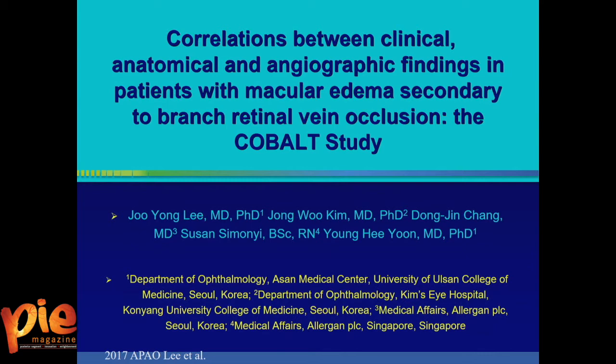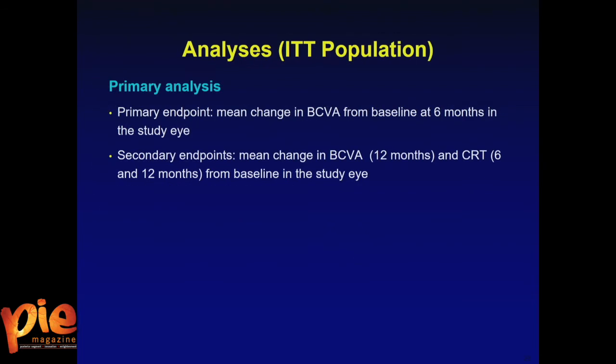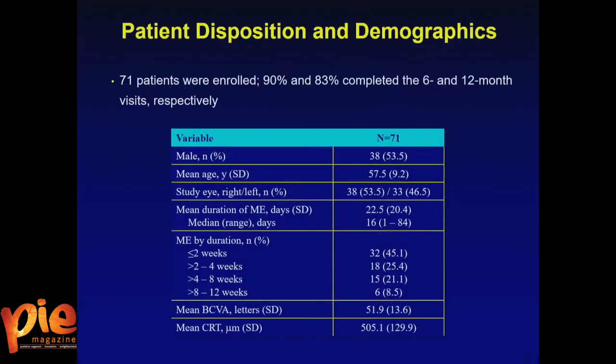So I'd like to finish with a study from Yong He's group in South Korea. I think it's a very good study, really a real-world type study, an open-label study of patients receiving Ozurdex for retinal vein occlusion. And these are the standard eligibility criteria, and the primary endpoint was the mean change in BCVA from baseline to 6 months. And you can see here that it was quite a good group to study.